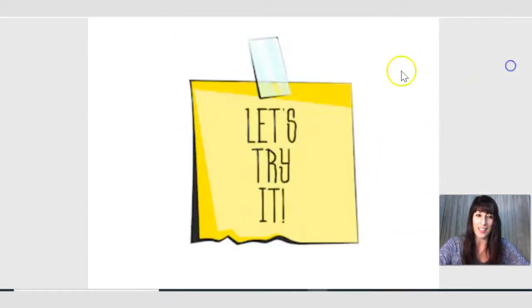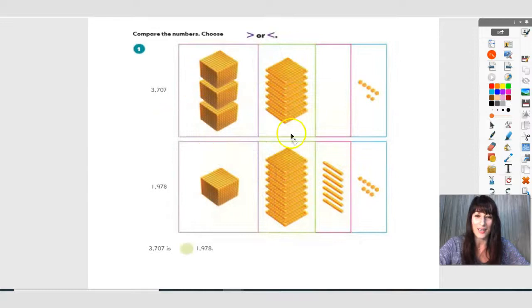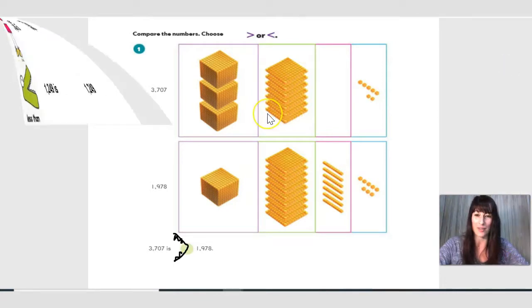And let's try it, see how well we learned it. Okay, so here we have number 3707 and 1978. Now, first thing I do, I look at the thousands, and I have 3 thousands here and I have only 1 here. So do I need to think a lot about this? I don't think so. I know that my alligator is going to eat this number, so he's going to open his mouth for this number. It's going to go right. It's greater, go right. This one was easy to solve.